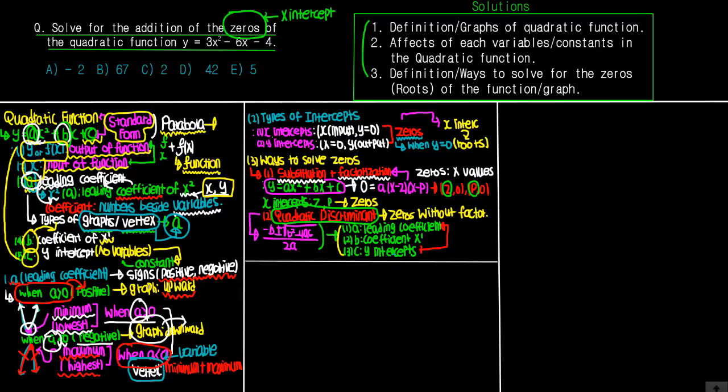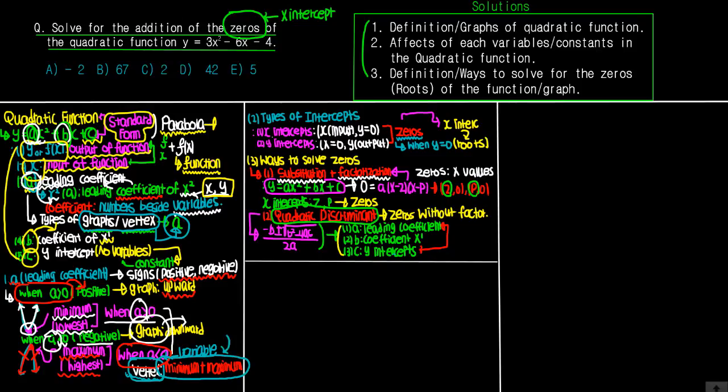And from here, from the types of our vertex, we could think about what the definition of the vertex is. The definition of the vertex is the minimum or the maximum point.